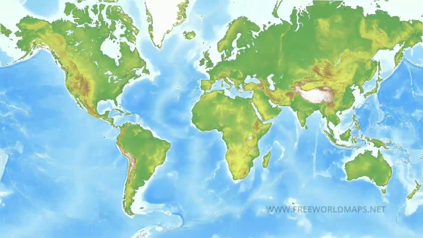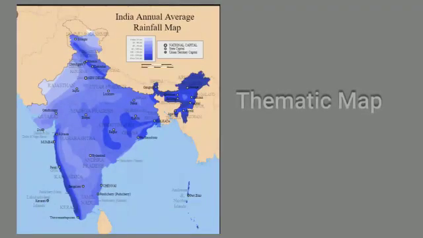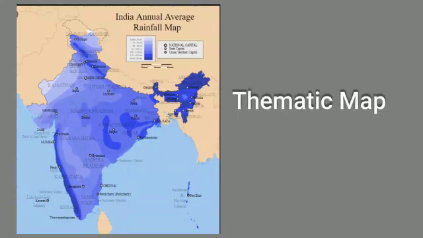Now, the other two types of maps are the thematic maps and the navigational maps. The maps that give us information about a particular theme are known as thematic maps. For example, the maps of rainfall, crops, minerals, industries, and population are thematic maps. Here you can see a map of India's rainfall. So this is a thematic map.